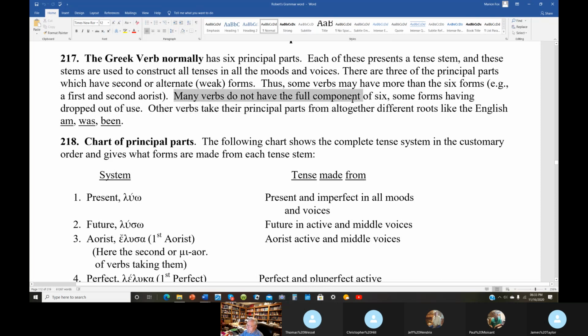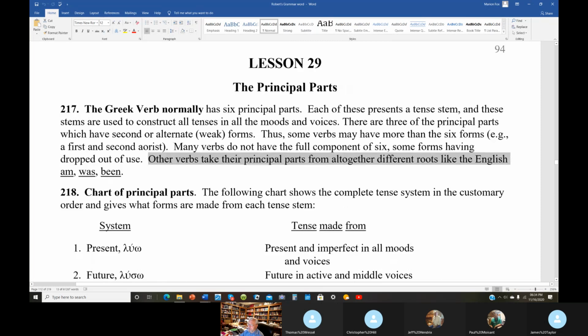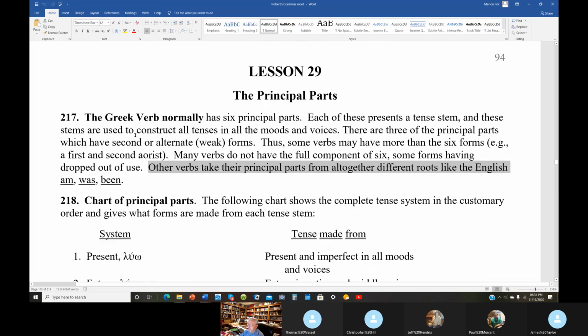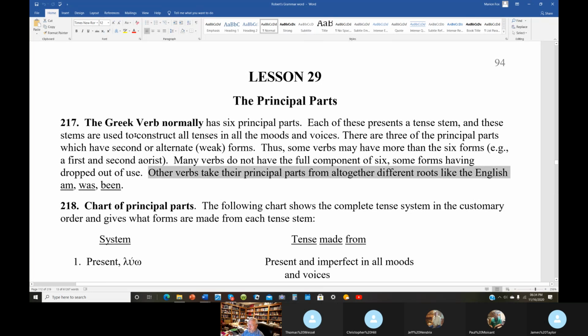Many verbs, however, don't have a full complement of 6. We're going to see a table down here, and we're going to see some that don't. Some forms have dropped out of usage. And we have other verbs that take different roots for the different forms, like in English, am, was, and been. We've seen those already. We'll see some more down here. Now, let's look at our chart. Are there questions about this?